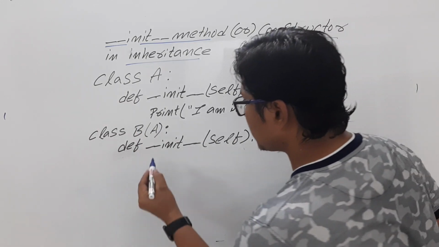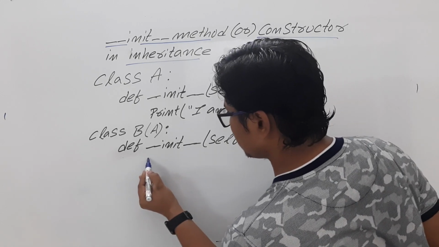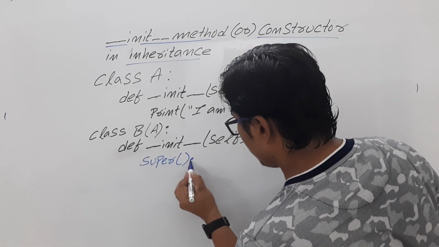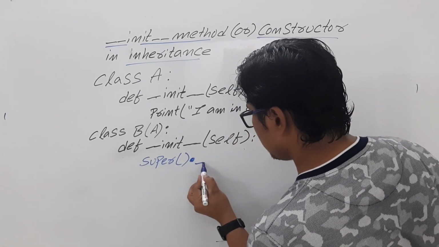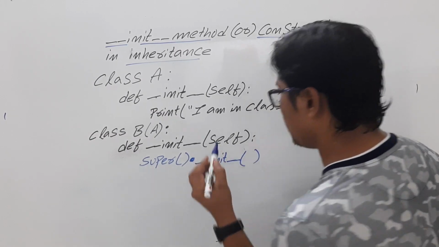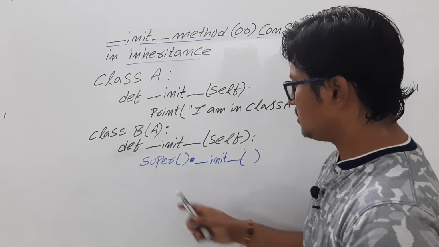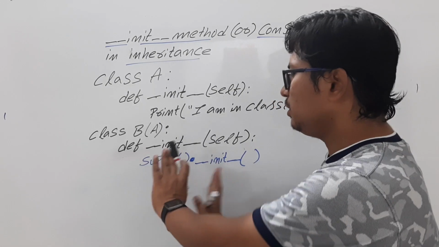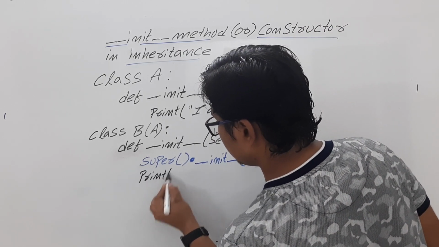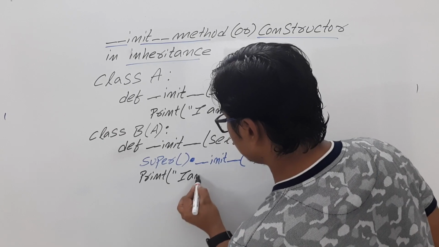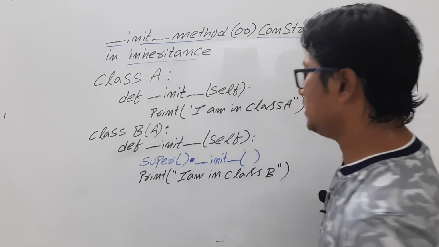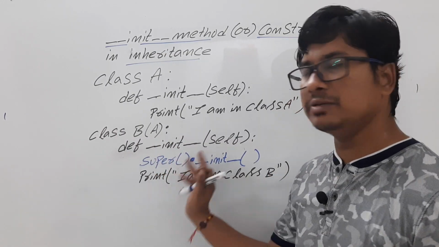The first statement, or any statement, you can write is super dot underscore underscore init underscore underscore. You have to write this statement. It can be first or second, anything, but you should have this statement. Then you write print I am in class B. The order may vary, but in the child class init method this statement should be there.